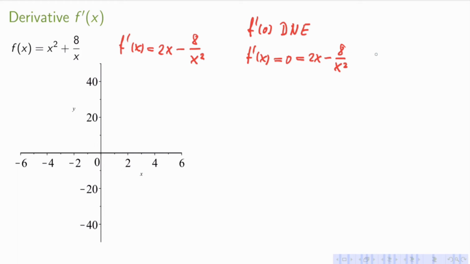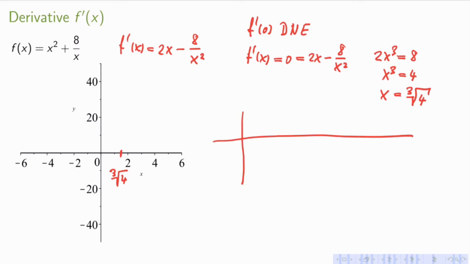Then we have 2x cubed is equal to 8. So x cubed is equal to 4. So x is the third root of 4. The third root of 4 is a little bit less than 2, so it is about here. So there's the third root of 4. And where is f prime positive and negative? Well, let's do our little table again.